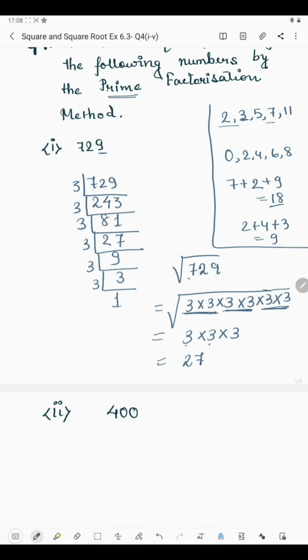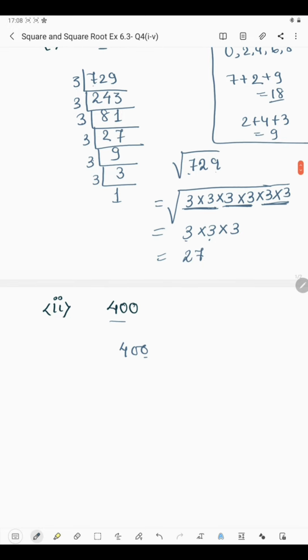Now in the next part we have 400. As the last digit is an even number, this will be divisible by 2. So we will take 2 at first. So 2 2s are 4, then zeros. Again this will be divisible by 2. So 2 1s are 2, then 0. Again divisible by 2, so 2 5s are 10, then 0. Then 2 25s are 50.